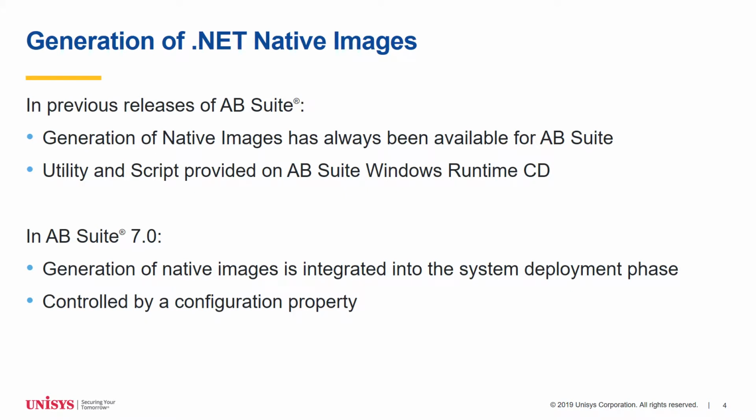The ability to generate native images for a Windows Runtime system has always been available for AB Suite. In previous releases, to assist with this process, a script to perform the native image generation has been provided. However, using this script required a manual step to be followed after the system deployment. As a new feature in AB Suite 7.0, the generation of native images is now integrated into the system deployment phase as an automatic step. There's a configuration property that can be set to determine whether native images are generated or not.